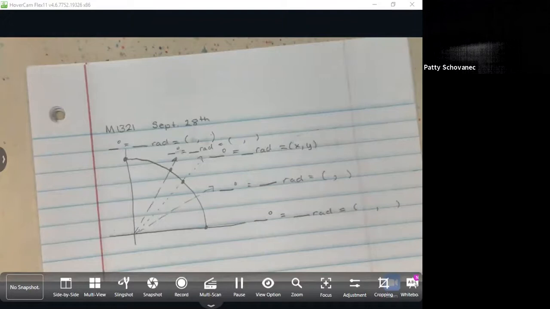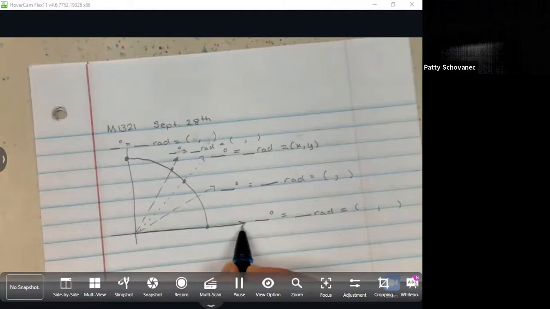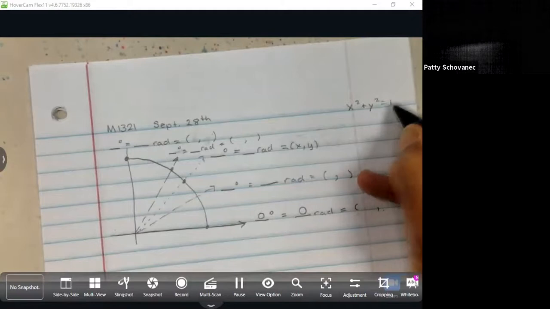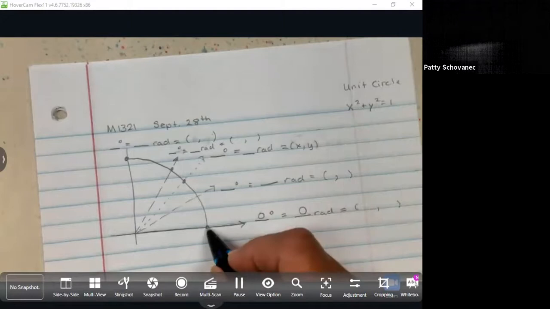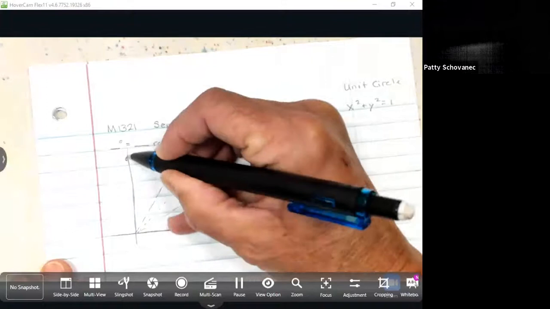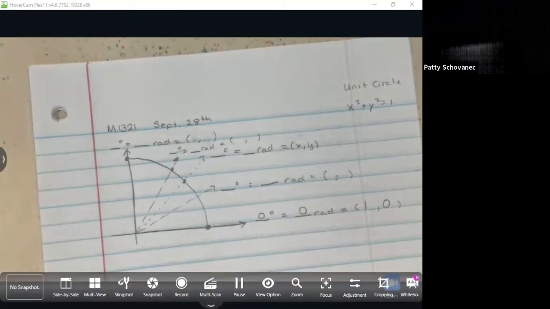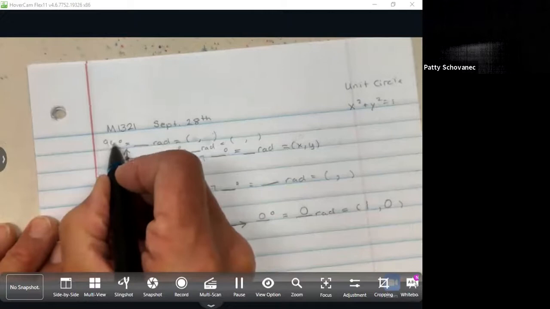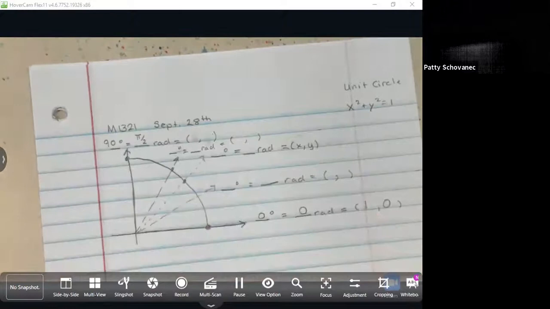Okay, so let's start with the coordinate axes. If the angle is coterminal with the x-axis, then of course that's 0 degrees in degrees. That's 0 radians in radians. And on the unit circle, x squared plus y squared is equal to 1. What are the coordinates of the ordered pair right here? 1, 0. Now let's go up to the positive y-axis. How many degrees would an angle measure if its terminal side was coterminal with the positive y-axis? 90 degrees. And how many radians is 90 degrees? Pi halves. And what's the ordered pair right there on the unit circle? 0, 1. Very good.